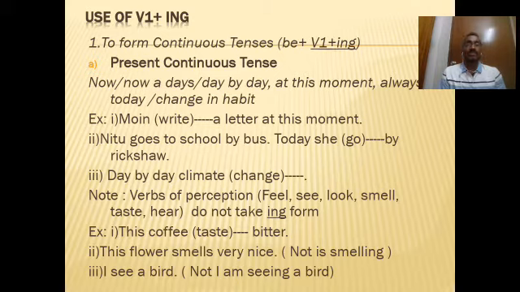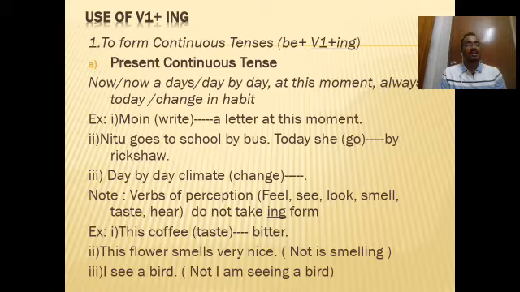There may be some indicators in the sentences. What are those indicators? Those are now, nowadays, day by day, at this moment, always, today. Or if you find a change in habit, we will use the present continuous tense. Let us remember the structure of present continuous tense: am, is, are plus verb plus ing. At the beginning we use the subject, then am, is, are, then verb 1 plus ing.